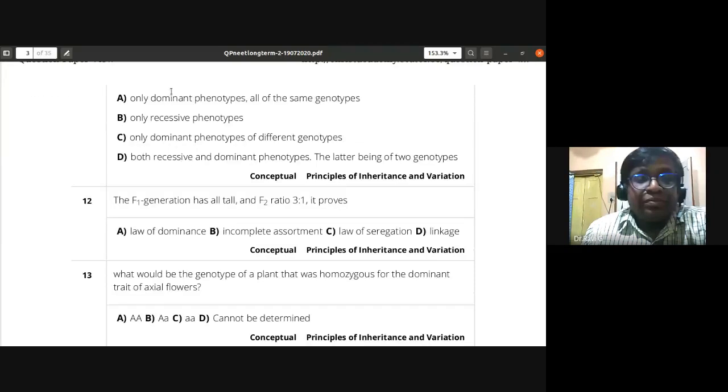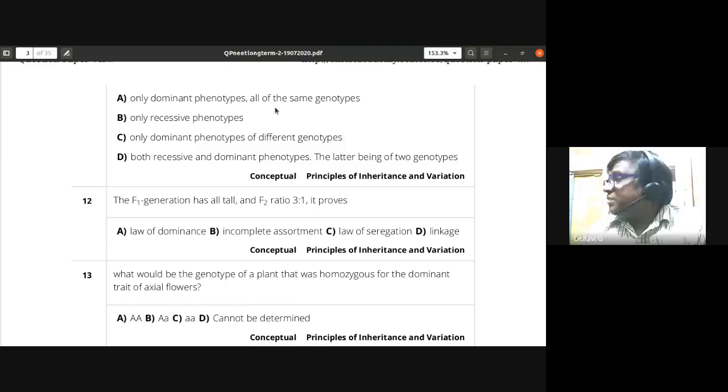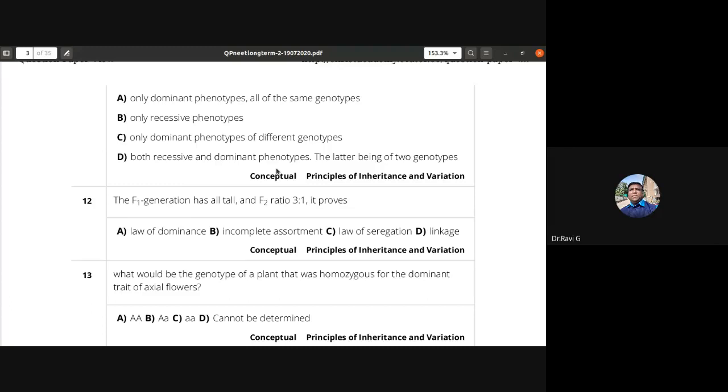Now, the options that they have given for this are: only dominant phenotypes, all of the same genotypes; only recessive phenotypes; C, only dominant phenotypes of different genotypes; and D, both recessive and dominant phenotypes, the latter being of two genotypes. So D is the answer, both recessive and dominant phenotypes. See, when they are heterozygous in nature, you can obviously expect the phenotypic ratio to be 3 is to 1.